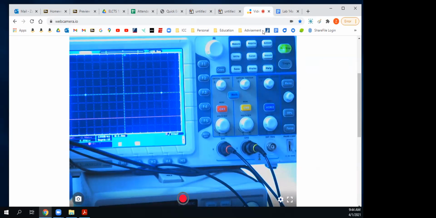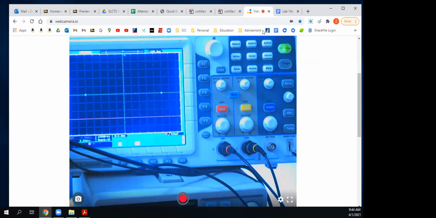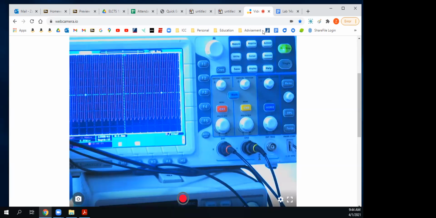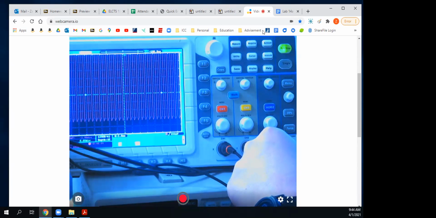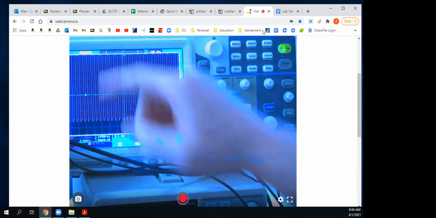Did you get it? Touch the probe to the probe compensation connector. Nothing. Do you see a square wave? Oh, there we go. Oh, I put it on the wrong one. Is that what you're seeing? A weird smear.